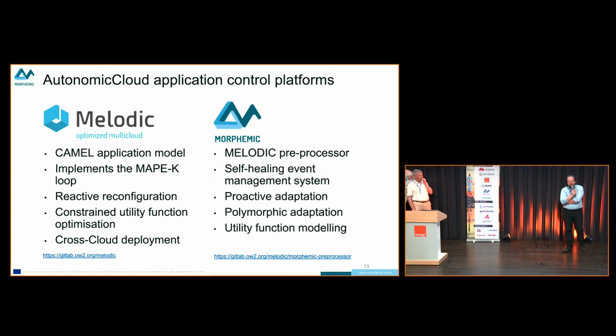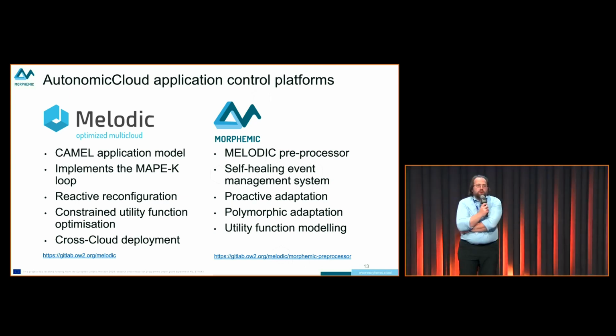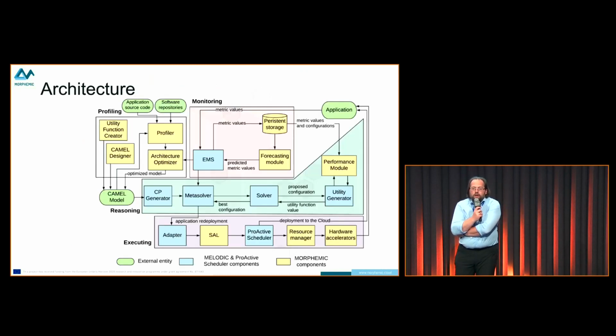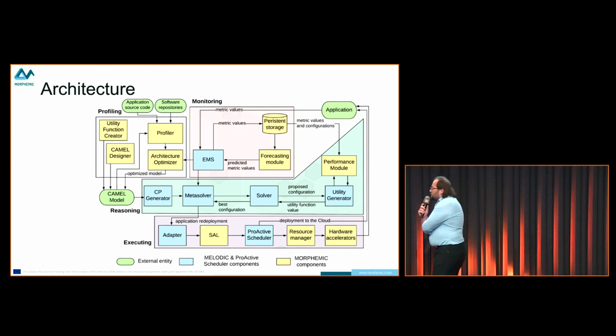With MORPHEMIC, we have a self-healing event management system. We have proactive adaptation instead of just reactive. Polymorphic adaptation that, for example, can also use GPUs when reasonably priced, or CPUs in other scenarios, and also includes this utility function modeling. About architecture, over to you, Geir, again.